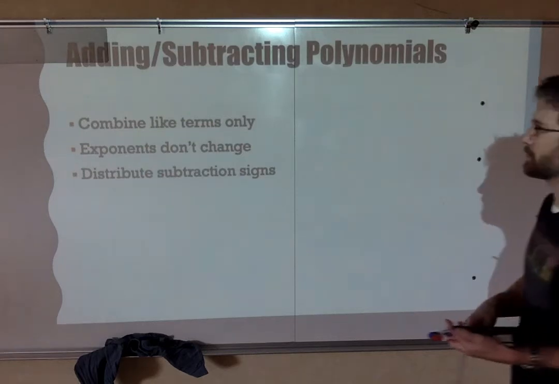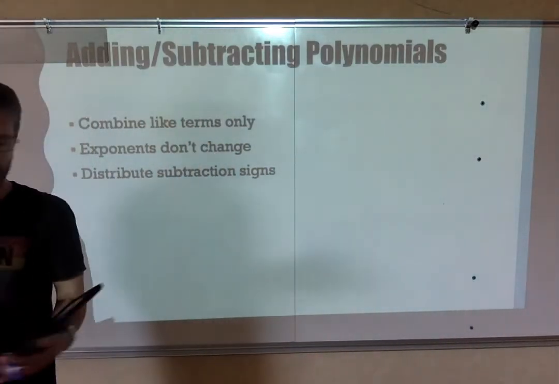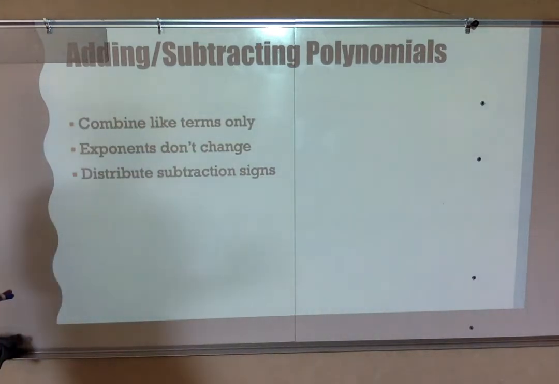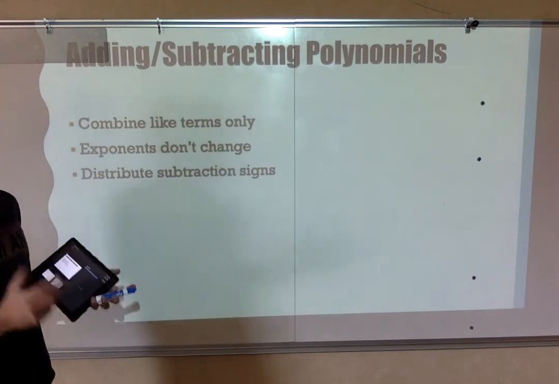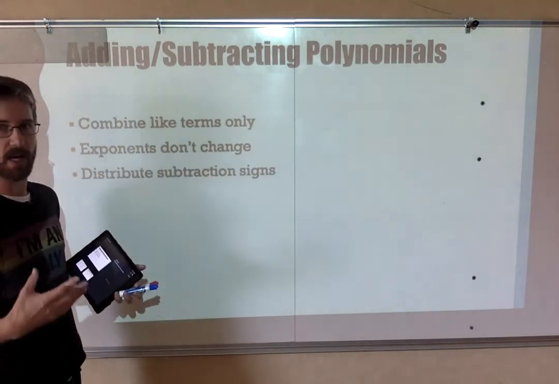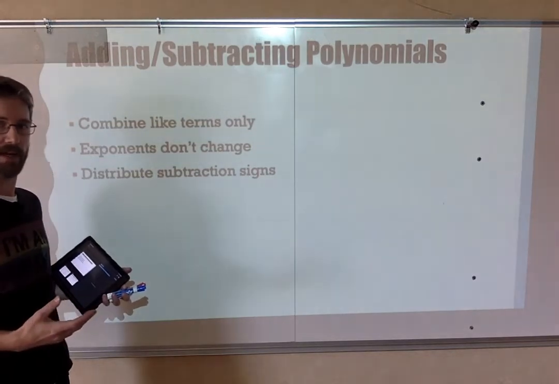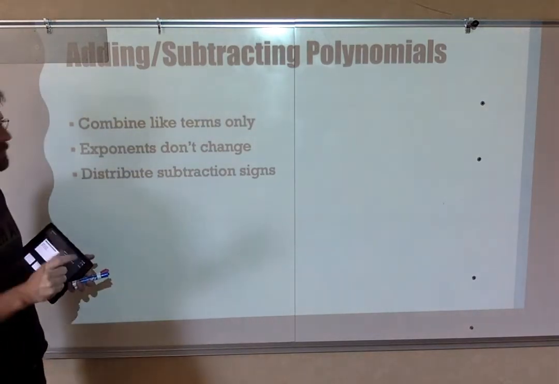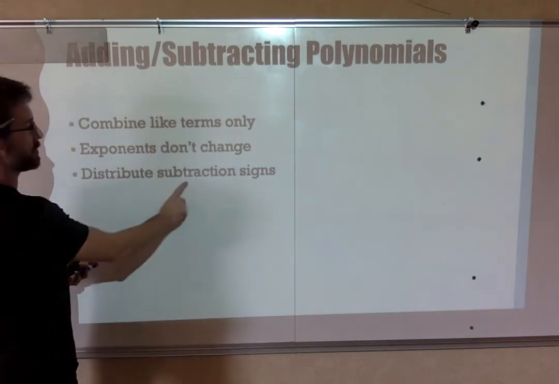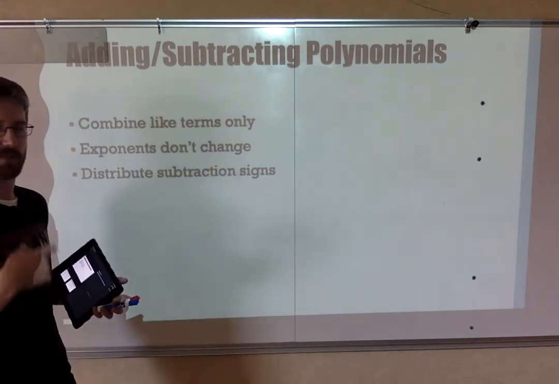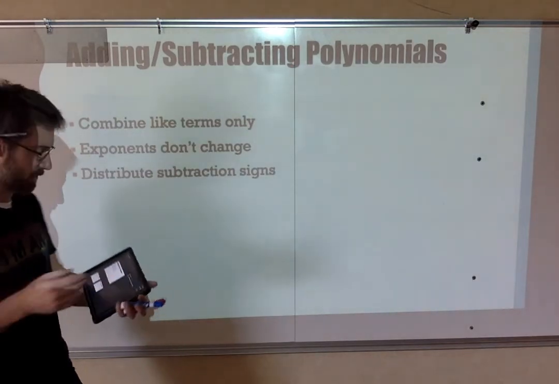All right, so adding or subtracting polynomials. When we are adding and subtracting polynomials, we're only combining like terms. This means that the exponents don't change. It's not like when you multiply x squared times x cubed to get x to the 5th, right? If you're adding them, the exponents stay the same. And when we're subtracting, we want to be sure to distribute the subtraction sign so we don't accidentally add when we're supposed to subtract or vice versa.